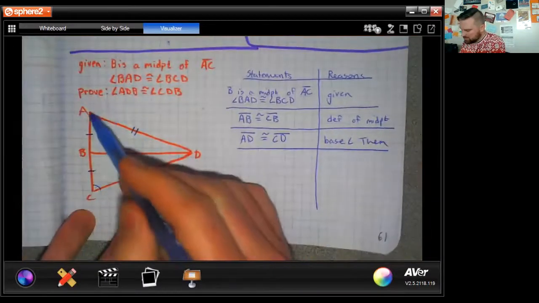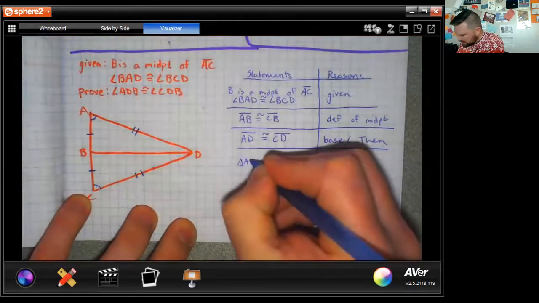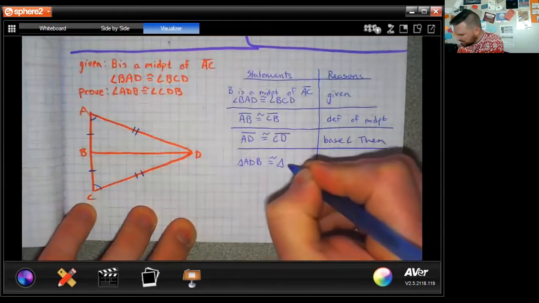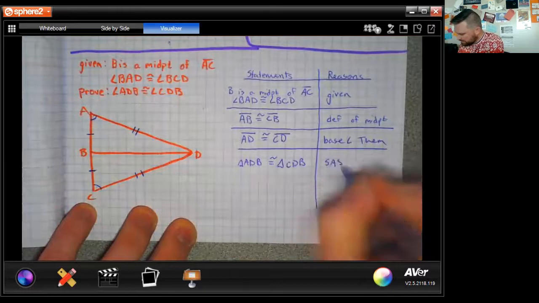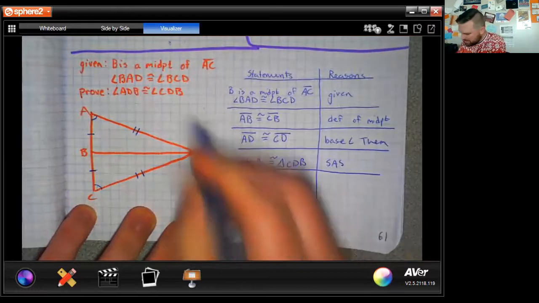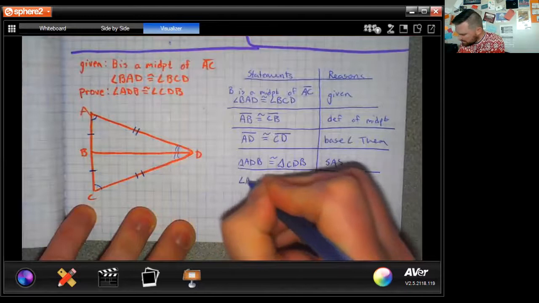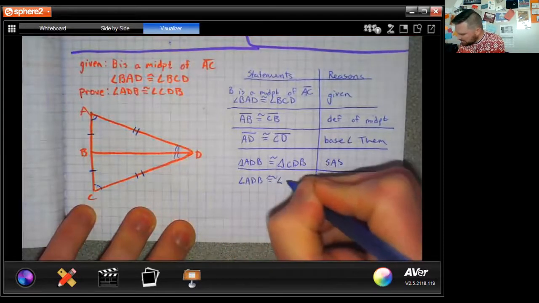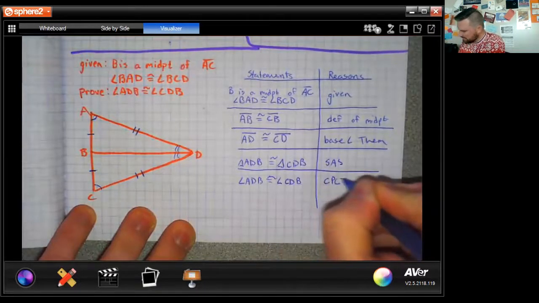So now these two triangles are congruent. So triangle ADB is congruent to triangle CDB by side, angle, side. And now that the triangles are congruent, I can say that these angles over here are congruent. So angle ADB is congruent to angle CDB, and that is CPCTC.